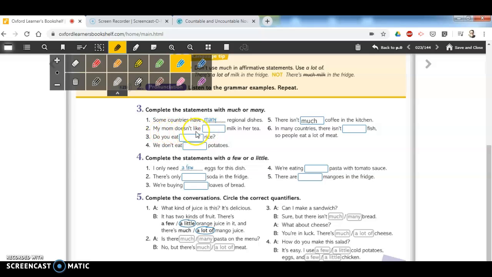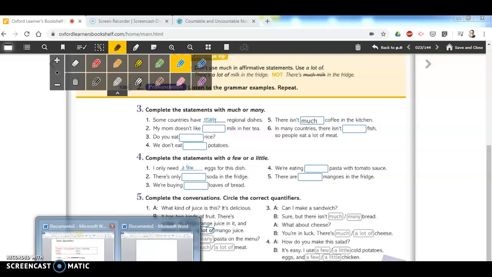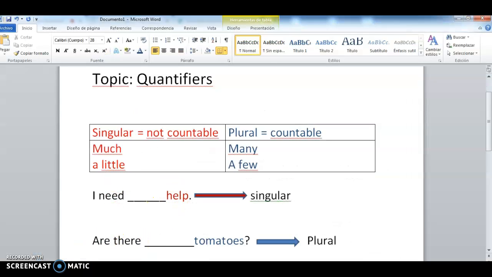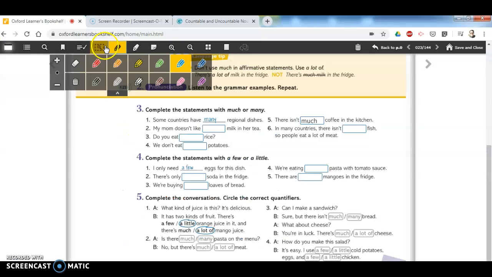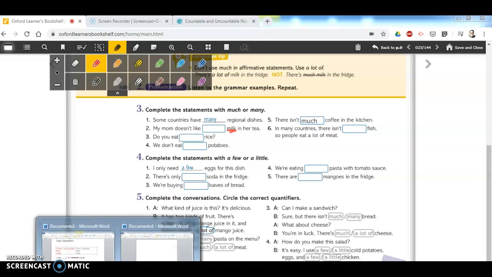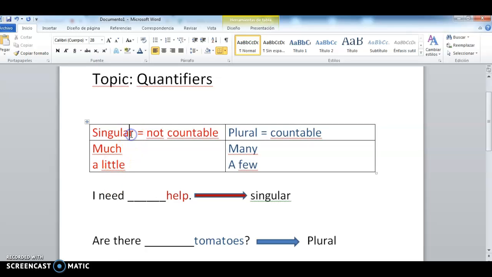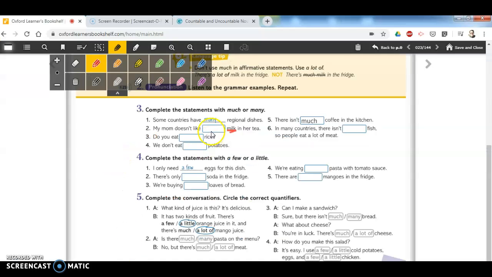My mom doesn't like milk in her tea. I have to think. Okay, if I see something in red, that means that I can use much or a little. So I'm going to use the color red to help me out. Okay, milk, it's something that I'm going to be using for singular. Red means singular. So in this case, I'm going to click here.